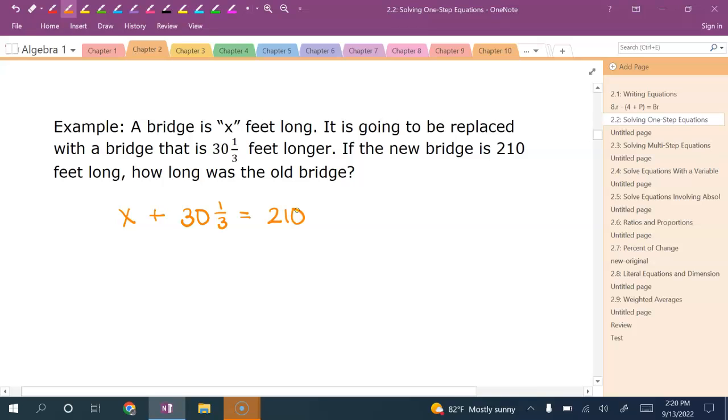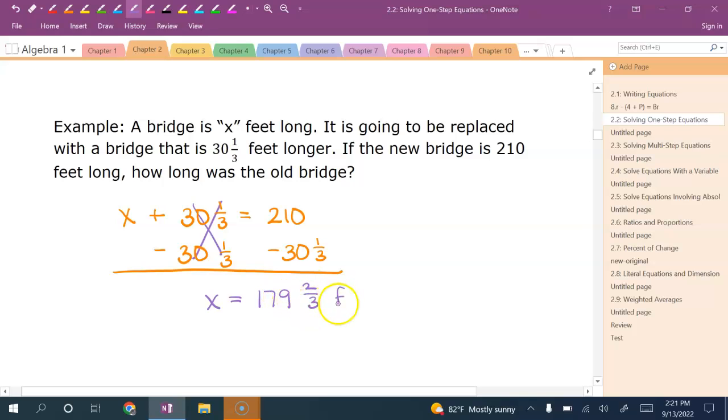Now I want to figure out how long the old bridge was, so I want to figure out what x is. So I'm going to subtract 30 1/3 from both sides. And that's going to give me 179 2/3 feet.